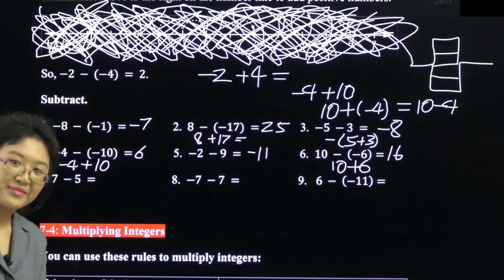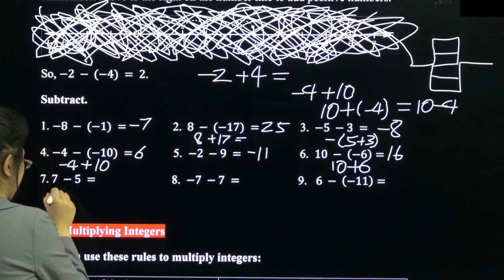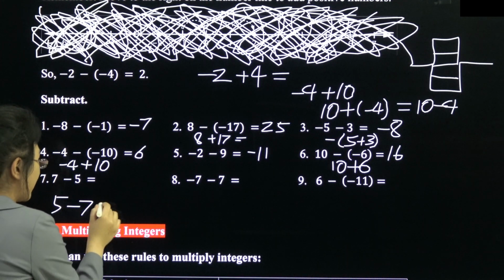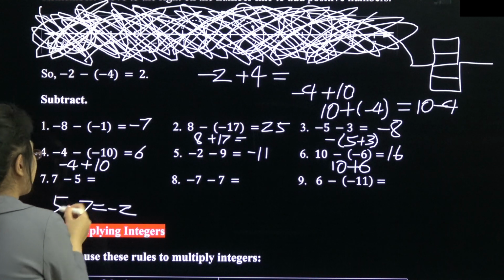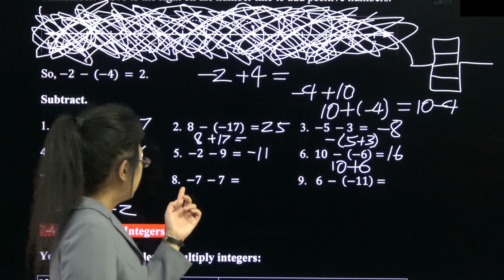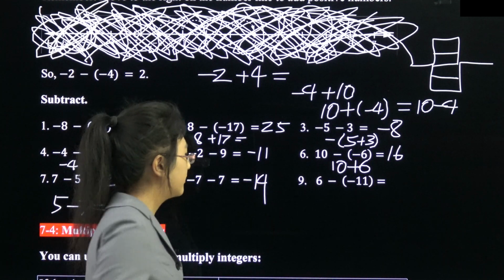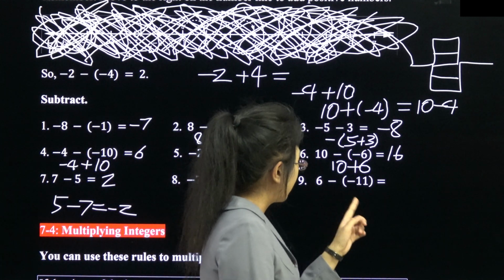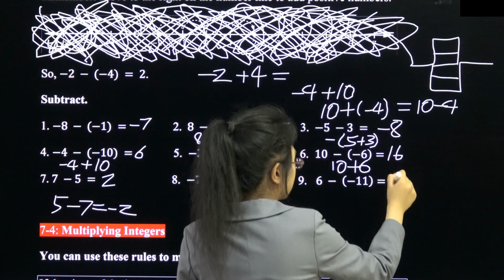7 minus 5. They're both positive integers. It's not as if one of them is bigger than the other. Like, by one of them is bigger than the other, I mean 5 minus 7. 5 minus 7 would be, well, negative 2, by the way. But 7 minus 5 is equal to positive 2. Negative 7 minus 7, you're digging yourself a deeper hole, it's negative 14. 6 minus negative 11 is 6 plus 11, which is 17.